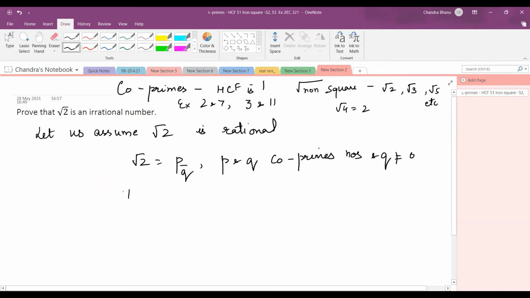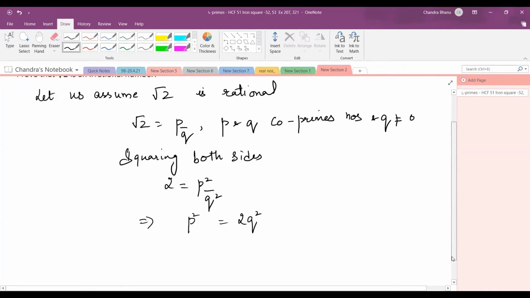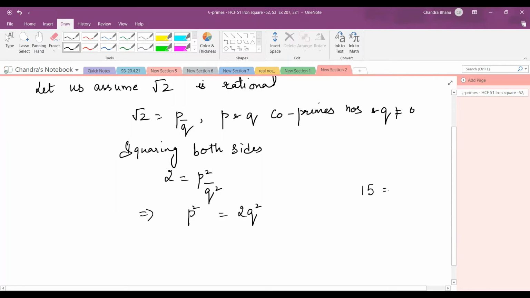Now, squaring both sides. In order to remove the root, I am squaring both sides. So this will be 2 is equal to p square by q square. This can be written as p square is equal to 2q square. Now, if I have any number, suppose I have the number 15, then it can be written as 3 into 5. These are two factors of this number, and both the factors divide this number. 3 also divides 15 and 5 also divides 15. So here, in the same manner, p square is 2 into q square. So 2 is also going to divide p square, and q square will also divide p square. But I don't want q square. I will say that 2 divides p square.